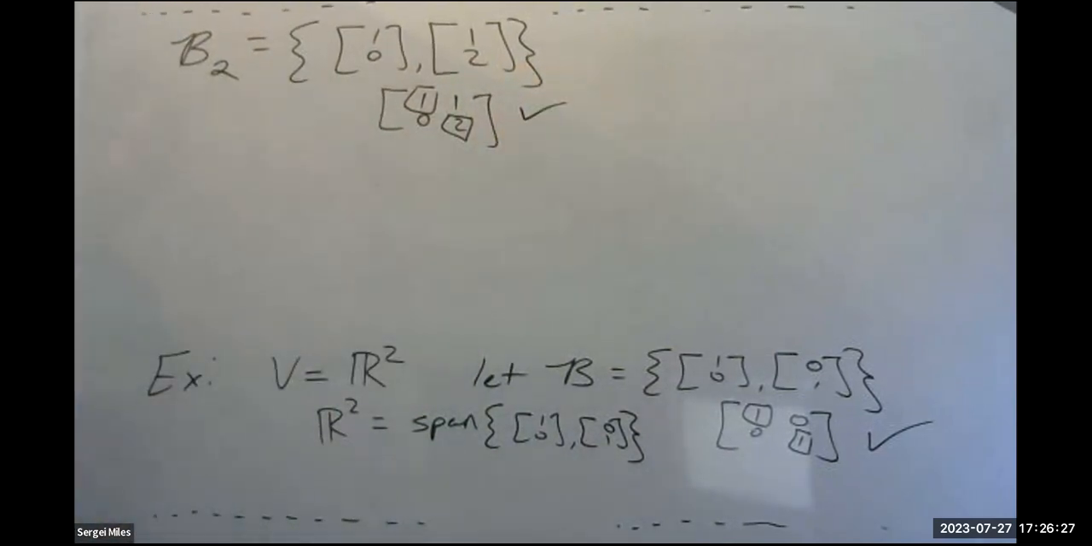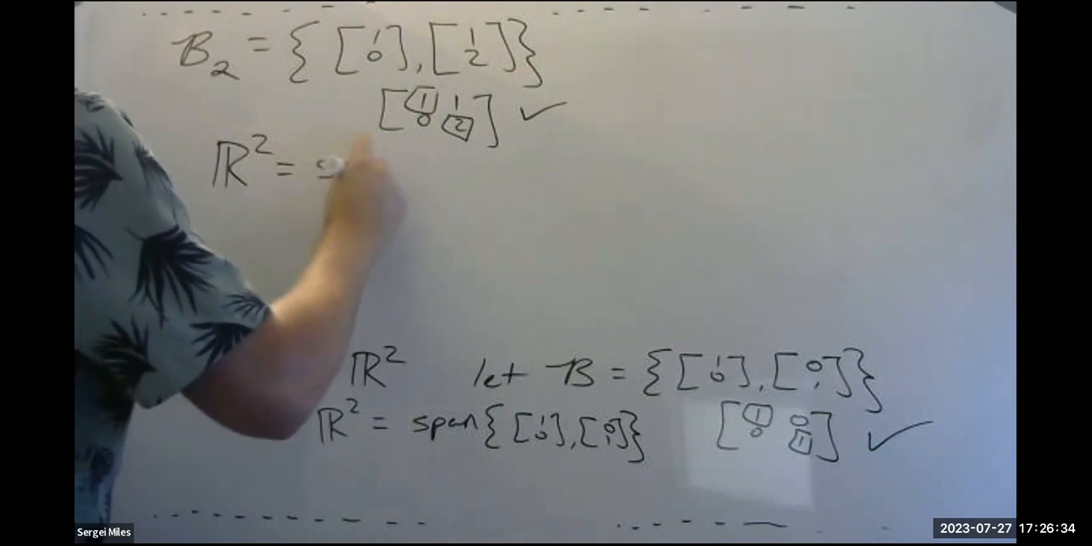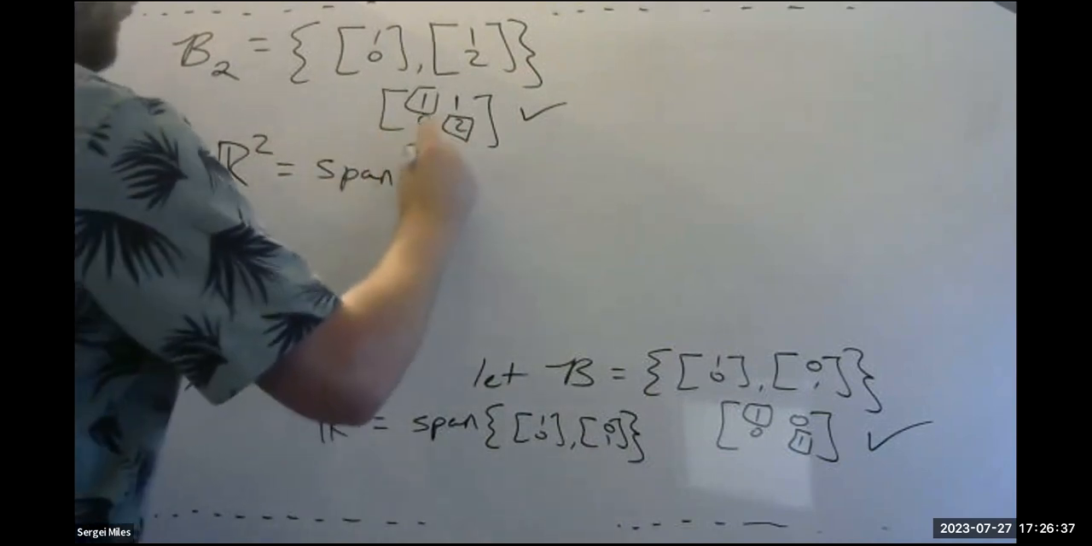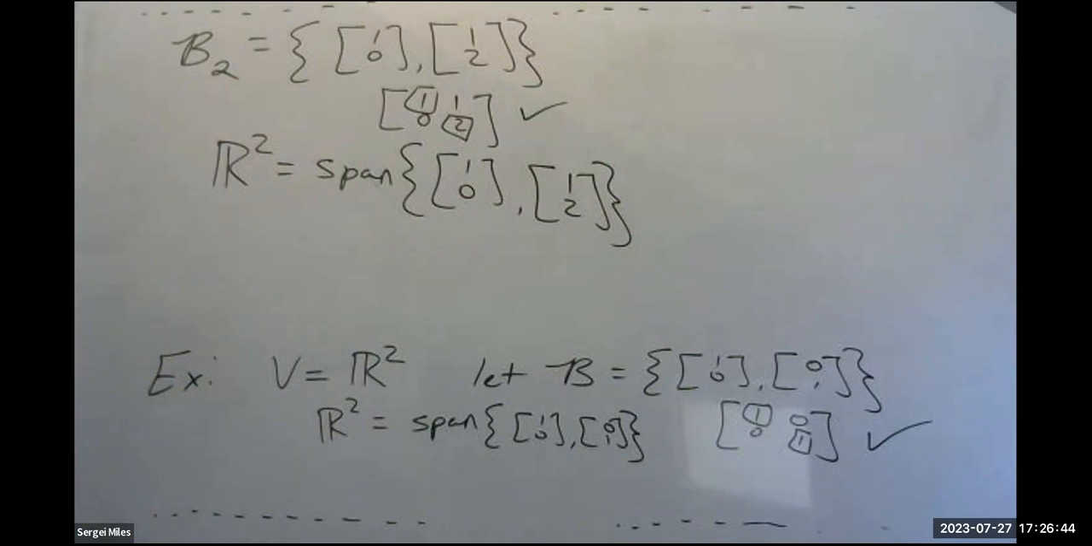So it's linearly independent. But it's also still true that R2 is the span of these two vectors. Why? Well, R2 is a two-dimensional space. So all you need to span R2 is two unique directions, two unique axes to move in, and that's enough to give you the ability to move everywhere in the space.